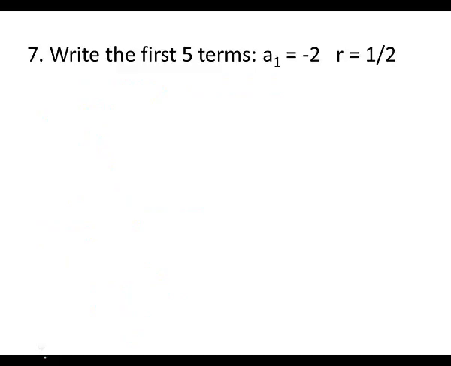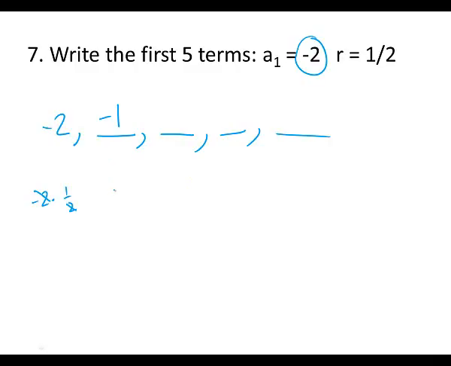Alright. We are going to write the first 5 terms. Okay, I'm going to go ahead and do this with blanks. What's my first term? -2. 1, 2, 3, 4 more terms, right? Okay, so I've got to take -2 and multiply it by 1/2. What do I get? -1. And -1 times 1/2 is? -1/2 times 1/2 is? -1/4. -1/4 times 1/2 is? -1/8.